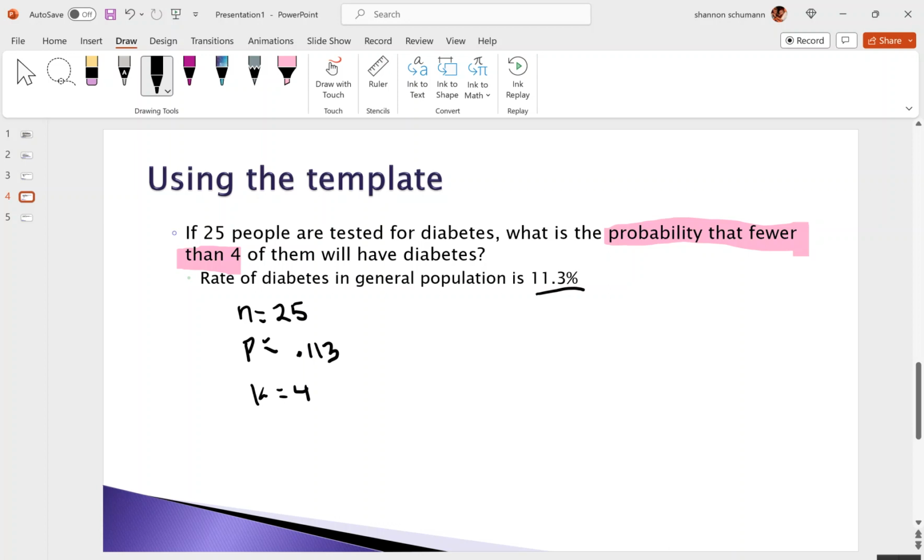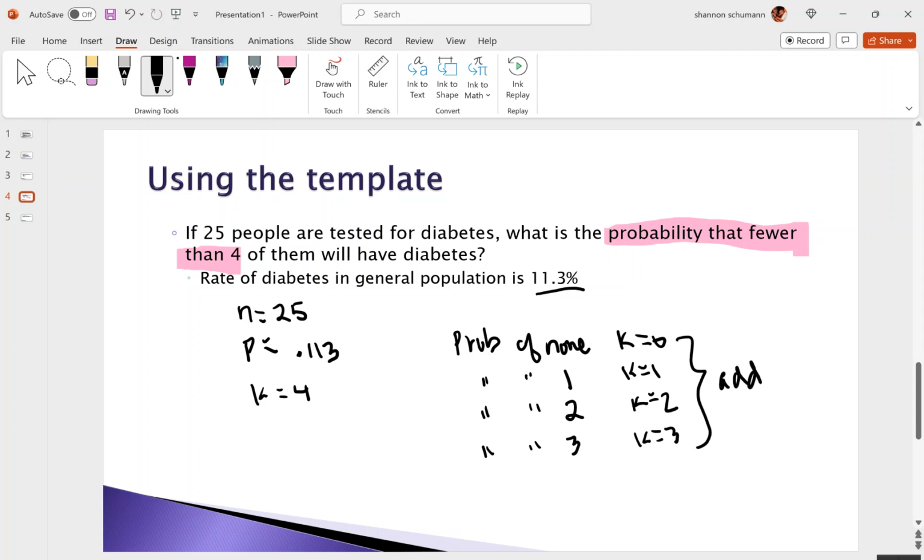Now, to do this by hand, you would have to figure out the probability of none of them having diabetes, the probability of one of them having diabetes, K equals 1, the probability of 2 of them having diabetes, and the probability of 3 of them having diabetes, K equals 3. And then you would have to add these up if you were going to do this by hand. But the template will do this for us all at once, okay?